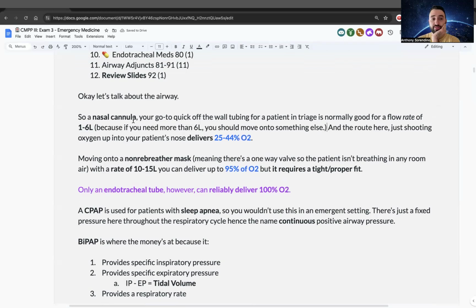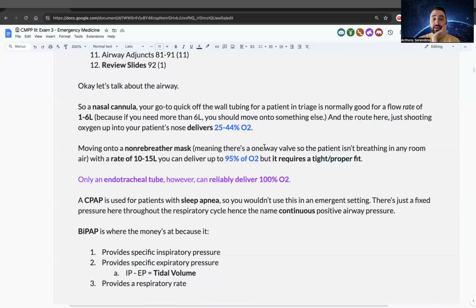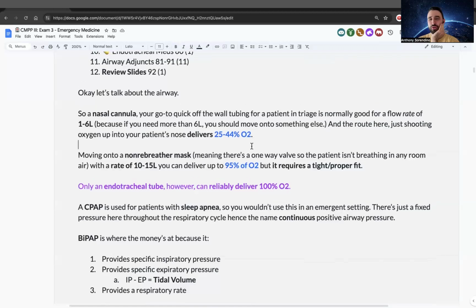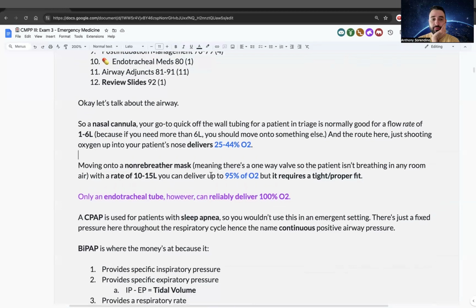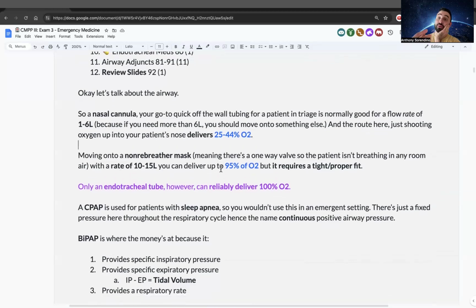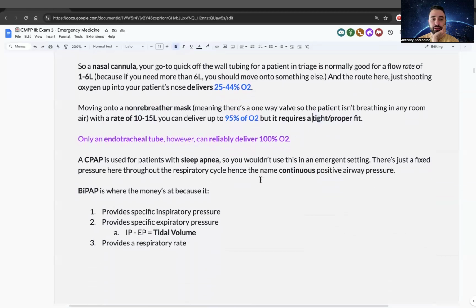But the nasal cannula, even up to 6 liters, is only going to deliver about a quarter to just under a half, so 25 to 44% O2. A non-rebreather mask, there are some other ones in the middle, like a plain normal mask. I really don't think those are important. But a non-rebreather mask, the one with the bag that doesn't allow you to breathe in any of the environmental air, that's going to go up a little higher in terms of the flow. So that's usually going to cap out at about 15. And even with a tight, proper fit, that's only going to get 95%, okay?